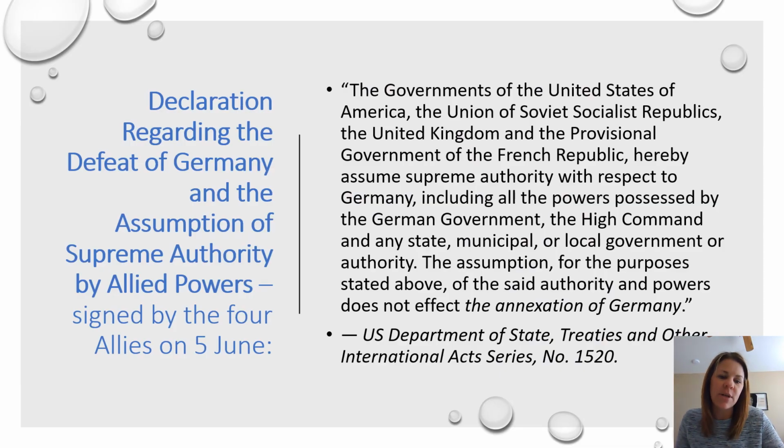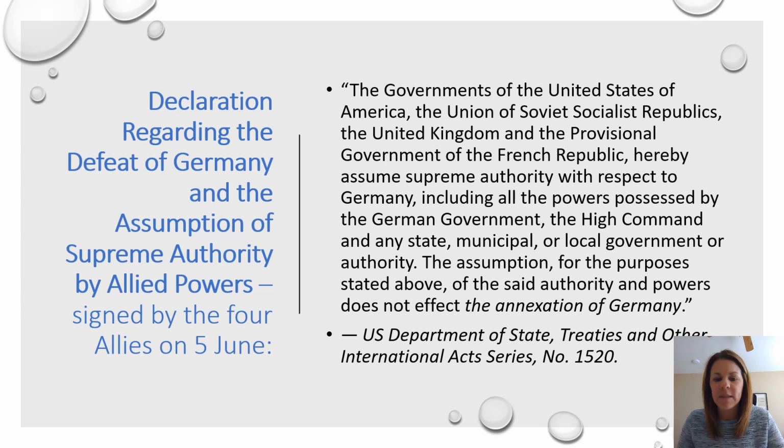All right, so here's the declaration regarding the defeat of Germany and the assumption of the supreme authority by Allied powers. This is the actual agreement that was signed. The governments of the United States of America, the USSR, and the UK, and the provisional government of the French Republic hereby assume supreme authority with respect to Germany, including all the powers possessed by the German government, the High Command, and any state, municipal, or local government or authority.